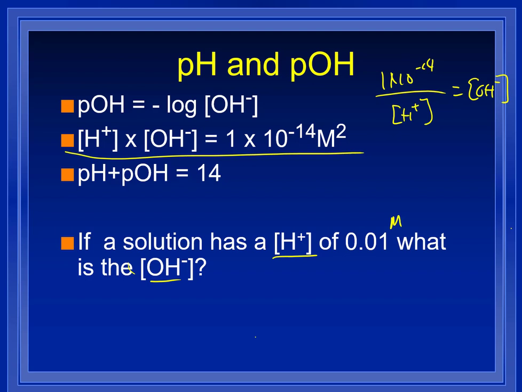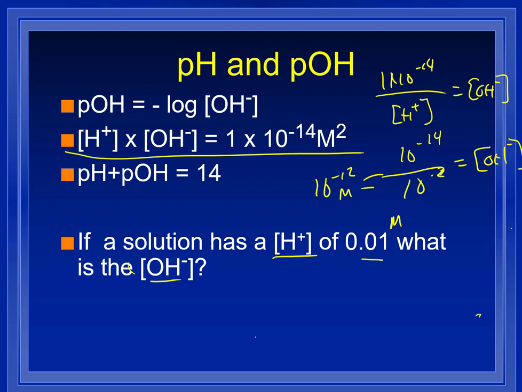So that's 10 to the minus 14th divided by H plus, which is 0.01, which is 10 to the minus 2. So the OH minus concentration has got to be 10 to the negative 12 molar. You can push it in your calculator if you want to, but I can do that without it. It's faster to do it without it. I move it. That's 10 to the minus 2. 14 minus negative 2 is negative 12.